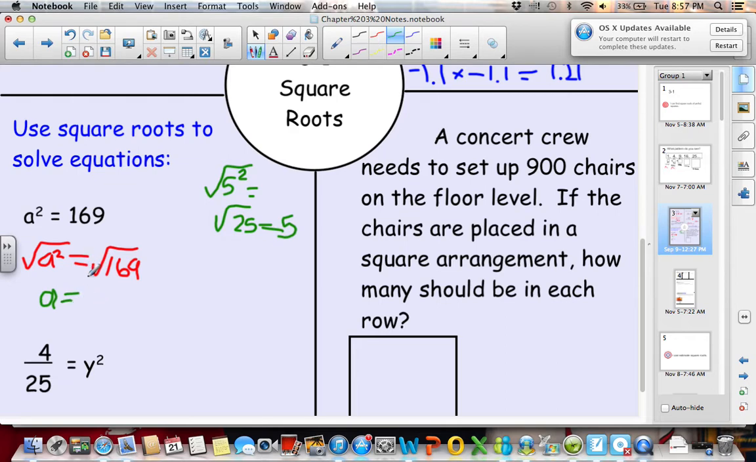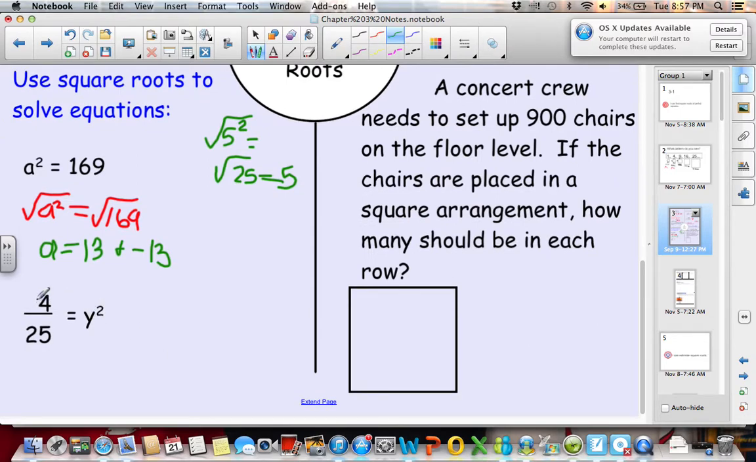A equals the square root of 169. Well, I know that 13 squared equals 169. So my answer, a equals 13, but it also equals negative 13, because this time it's just telling us what could go in for a. I also know that negative 13 squared, because remember negative 13 times negative 13 is positive 169. So we have two answers, and it's very important that you include both of the answers.